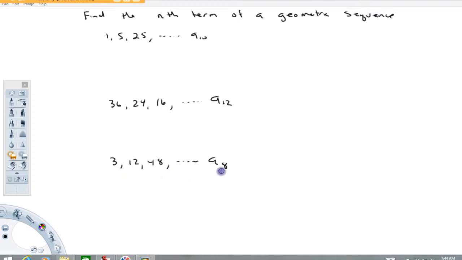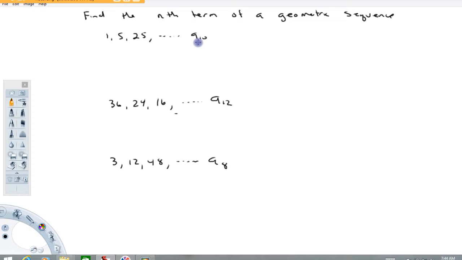Now, there's a couple ways to do this. Method number one is what I call the brute force method, which is just to keep going with the sequence. You'll notice that from here to here is multiplied by 5, and from here to here is multiplied by 5. We could just keep going until we get to the 10th one. We could do the same thing here and here. But what I'm going to do instead is try to write a formula that will give me the nth term, and then I'll just put a value of 10 in.